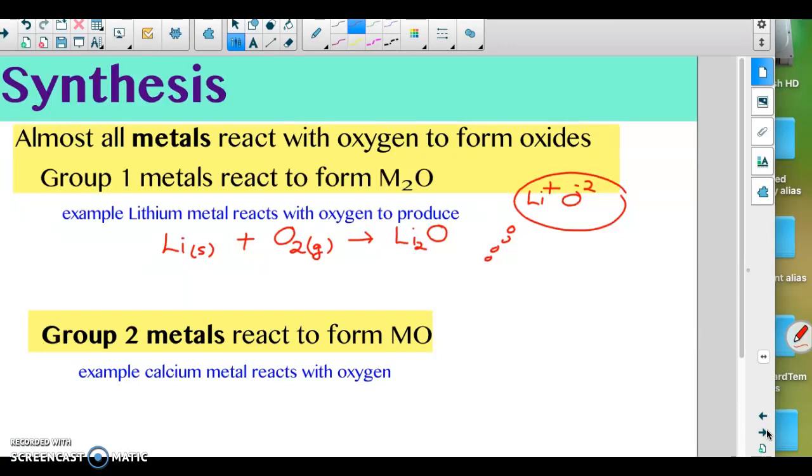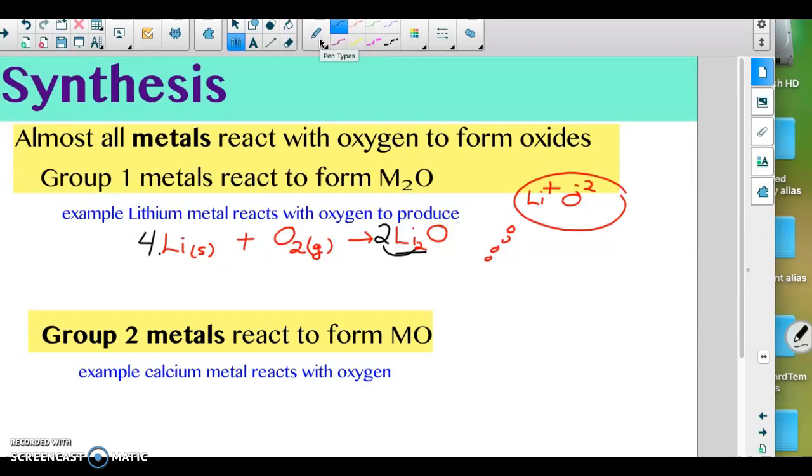And we can also balance this. So we have 2 lithiums here, so we would want to put a 2 in front. And then you can see that we have 2 oxygens, so we would need to put a 2 here. That changes my lithium to 4. So then I would just erase this 2 and make it into a 4.